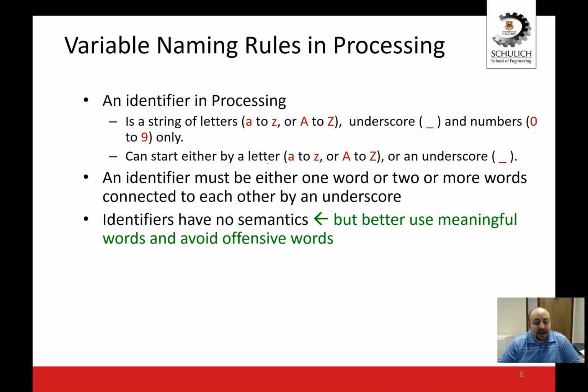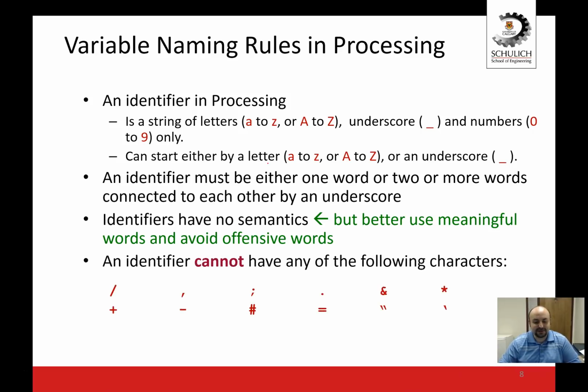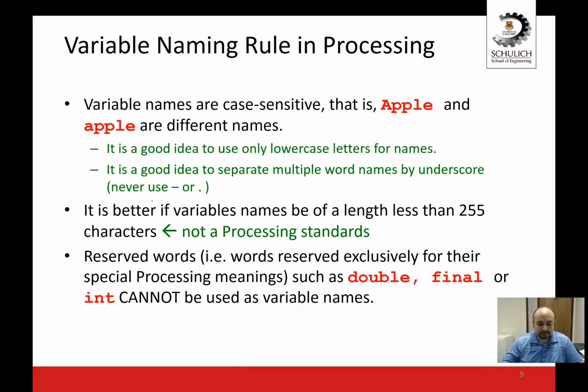Identifiers have no semantics, so they don't have any meaning. So you can call it A, B, C, D. You can have any variable names, but as I said, it's much better if you have meaningful names that are self-explanatory, and of course avoid offensive words because you never know who's going to read your program. An identifier cannot have any of these symbols. So you can't have a variable name containing the hash sign or the equal sign or things like that.